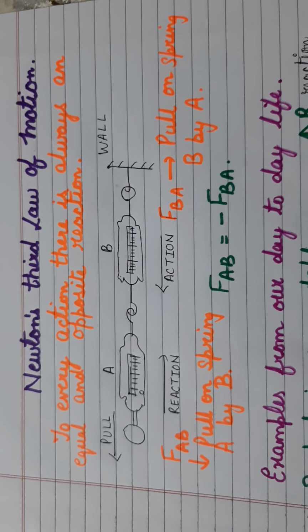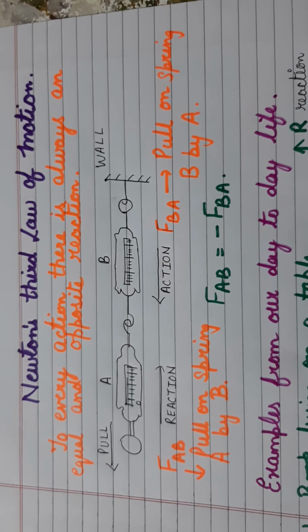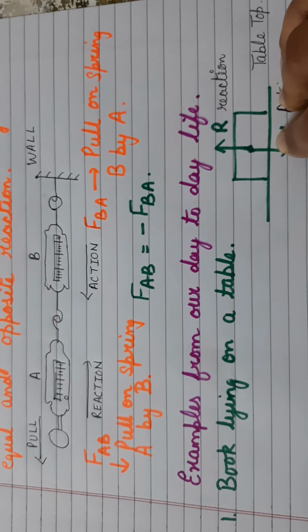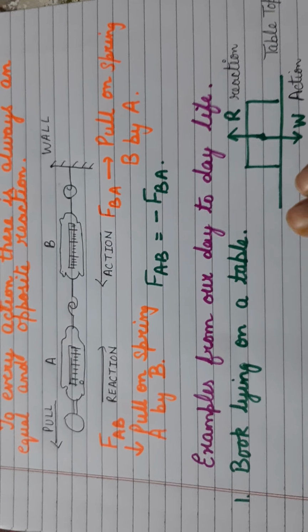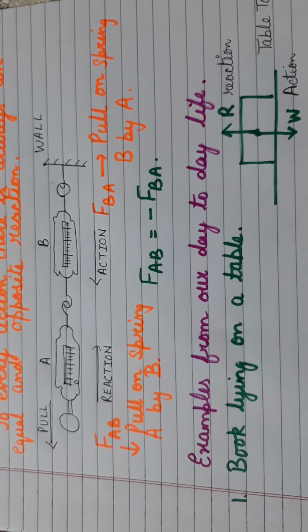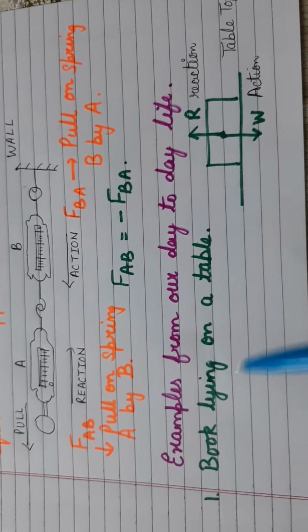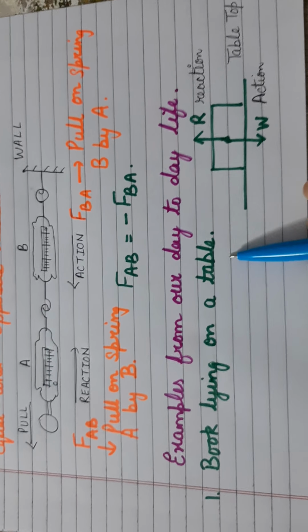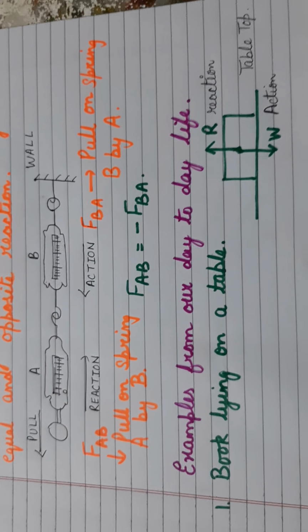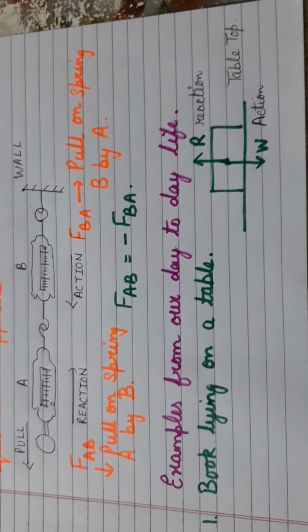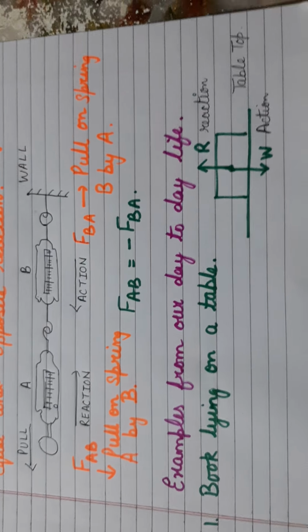Okay, and we are also going to discuss a few examples from our day-to-day life which are based on Newton's third law. Now look at the first example over here. Book lying on a table. Children, we all know that if a book is lying on the table, or maybe if I say that this is a pouch, and if I place it on the table, this is the table. Now what is happening when I place this pouch on the table? The weight of the pouch is acting in the downward direction.